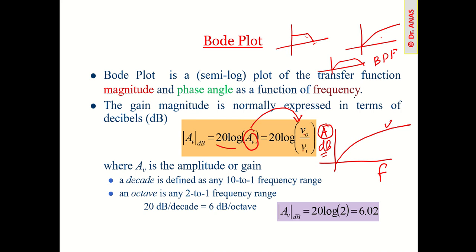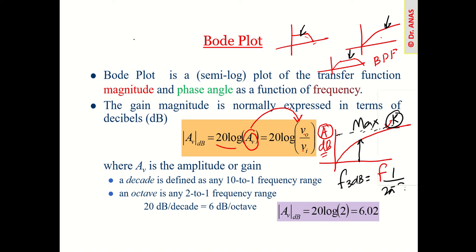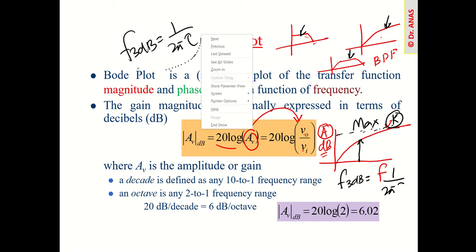When we analyze any circuit, we will have the maximum value of gain. That is sometimes called K. For example, this could be the maximum value, this could be the maximum value, this could be the maximum value. Then we have some critical frequencies. For example, this is a 3 dB frequency. This is usually calculated as 1 over 2 pi tau. So the critical frequency is 1 over 2 pi tau.